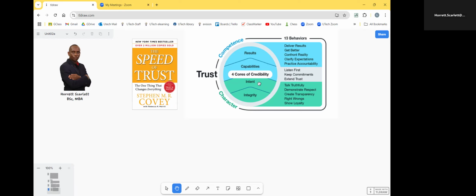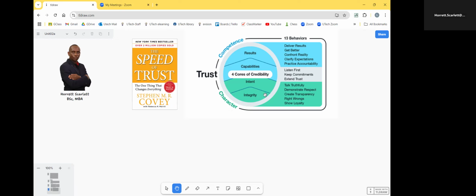What is the intent of the source, of the person? Does that source have integrity? And also, what are the capabilities of this person or this source? And what are the results which have been generated, especially over time? So the blue items speak to competence. The green items speak to character. So how do we put this into practice?